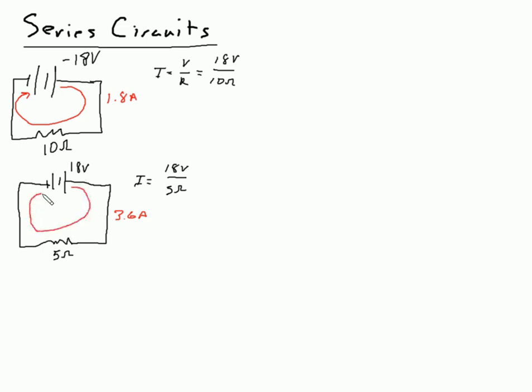Alright, these are the simplest circuits you can have, with just a voltage source, resistor, and then the wires or the conducting material connecting it all together. These are series circuits because there's only one path for the actual charge to flow through. So when we talk about a series circuit, there's only one pathway for the charge or for current to flow.